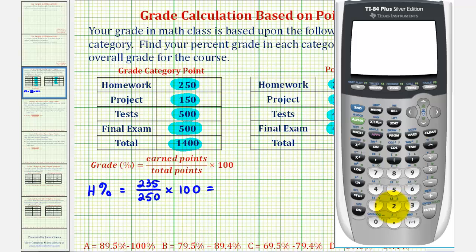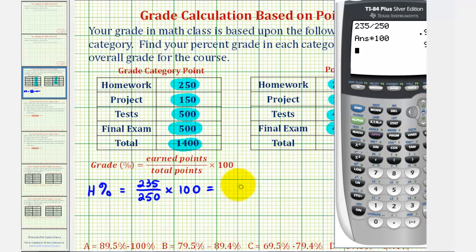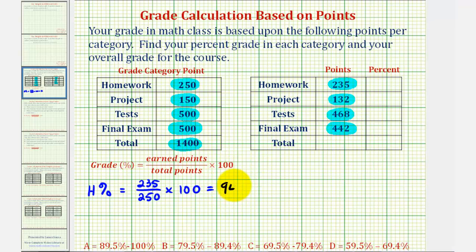So we'll have 235 divided by 250, and then we're going to multiply this by 100, which is the same as moving the decimal point to the right 2 places. So this is equal to 94, which means the homework percentage is 94%. Looking at our scale below here, notice how you've earned an A for homework.